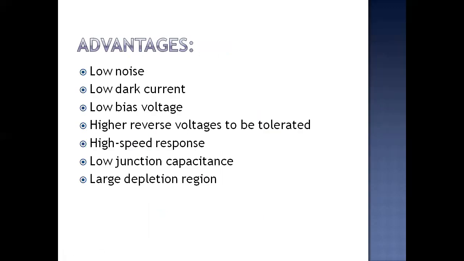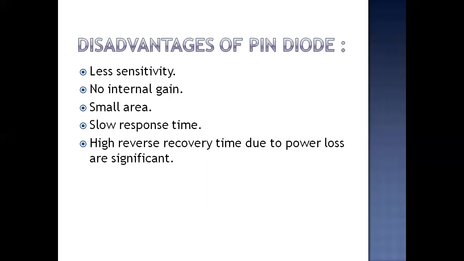Coming to the advantages of a photodiode, it produces very low noise. Its dark current is very low. Biasing voltage is also very low, and higher reverse voltages can be tolerated. It has high speed response, low junction capacitance, and a large depletion region due to reverse biasing conditions. Coming to the disadvantages, there is less sensitivity, no internal gain, small area, slow response time, and high reverse recovery time, and power losses are significant.